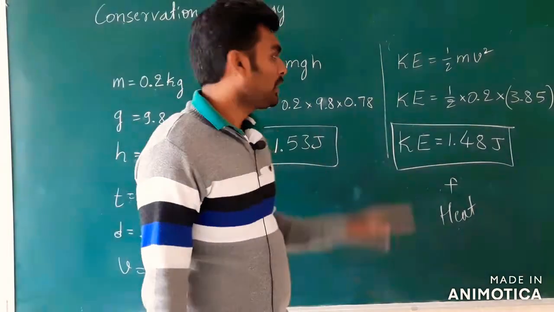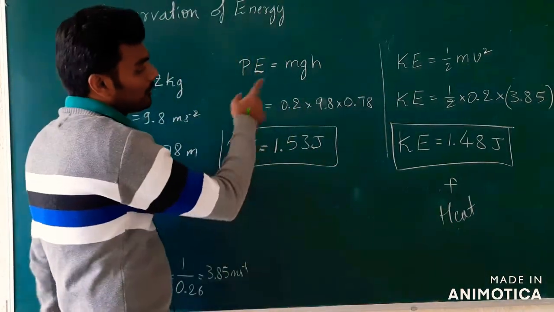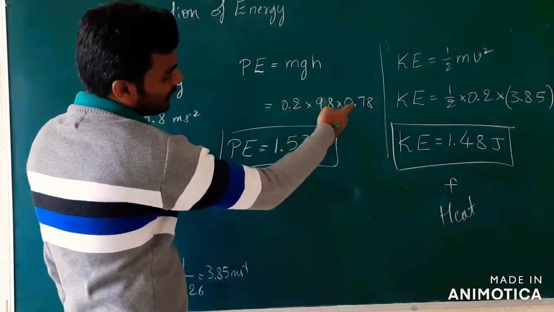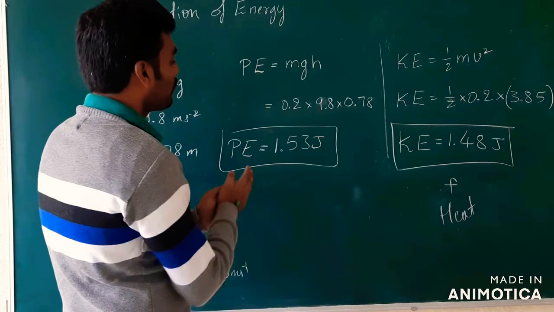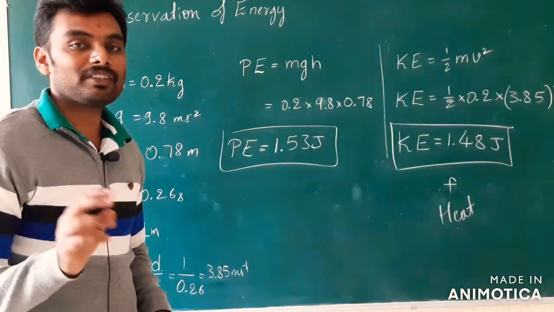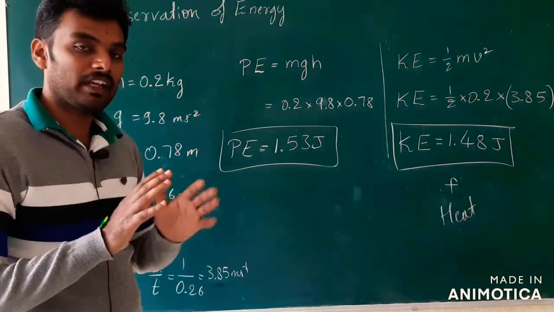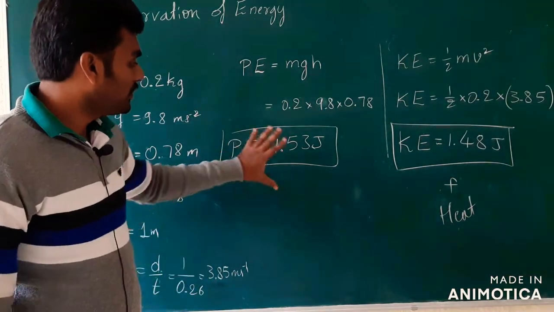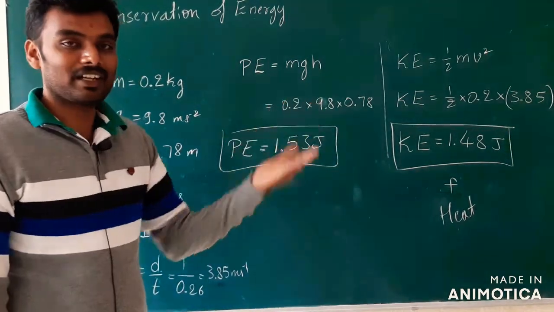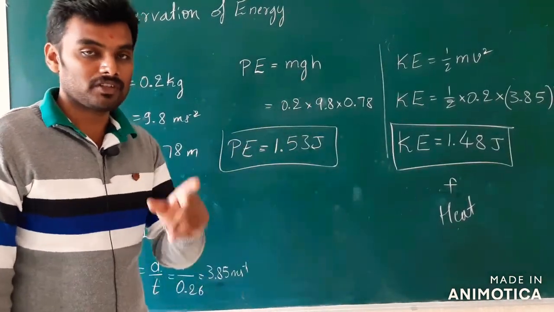Okay, these are the data, and now what we need to do is compare the potential energy and kinetic energies. Potential energy expression is as follows: P is equal to mgh. M is 0.2, g is 9.8, h is 0.78. The product that we'll get is 1.53 joule. Joule is the SI unit of energy, any kind of energy. So this much of energy is obtained for the bob when it is raised to certain height. What kind of energy? Potential energy.